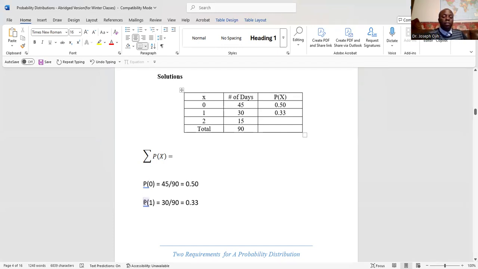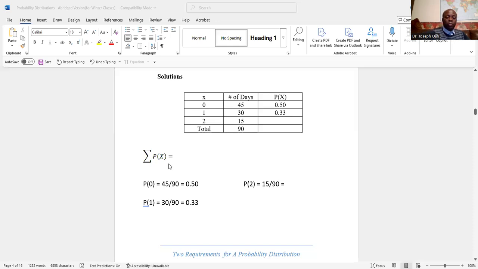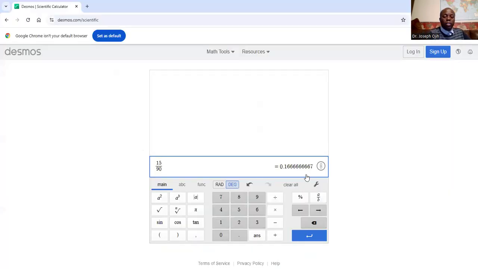Then the probability that they rented 2 chainsaws. P for 2 chainsaws rented equals, you can see right here, 15 out of 90. So we have 15 divided by 90, which is 0.16666, that means 0.17. Okay.